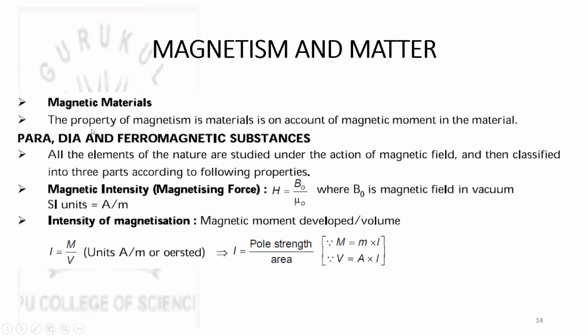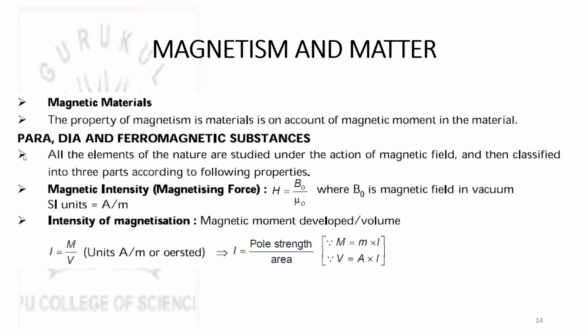So here the property of magnetism in materials is on account of the magnetic moment in the material. Since we know that each and every material is composed of atoms and molecules, and inside the atoms we have electrons which are revolving in orbits, and we just discussed earlier that a revolving electron in an orbit can give rise to a magnetic field. In that case, the orbit will be associated with a magnetic moment. On account of that, the materials get magnetic properties.